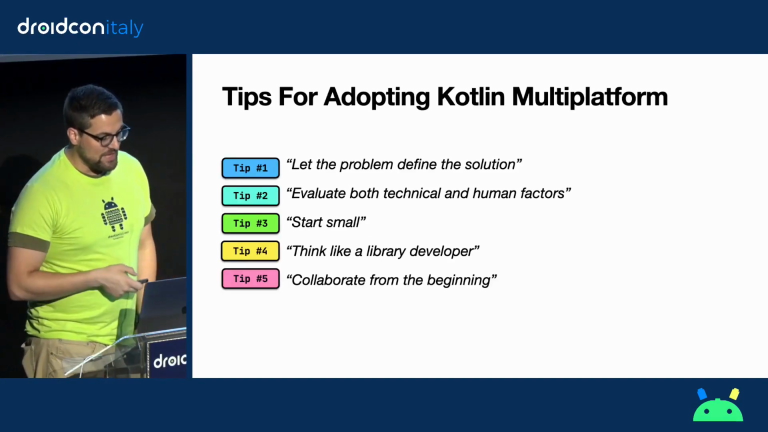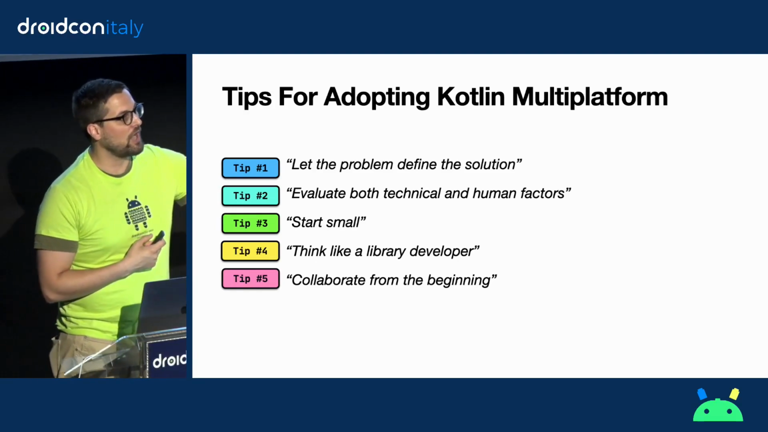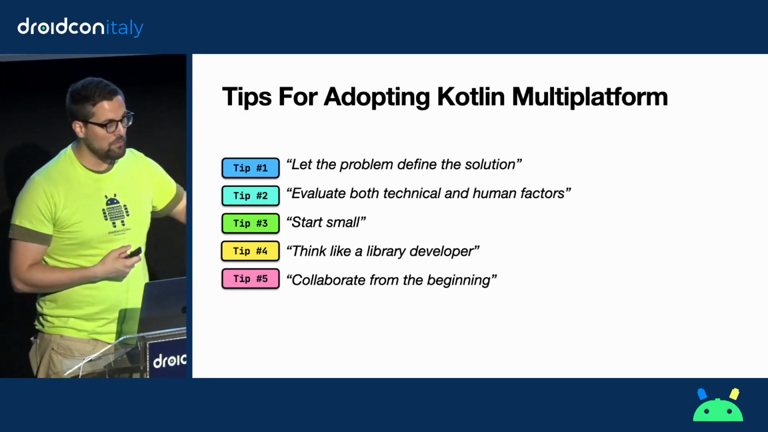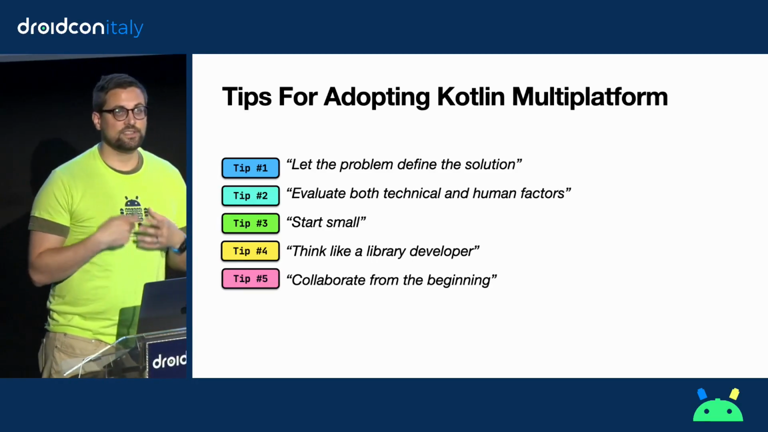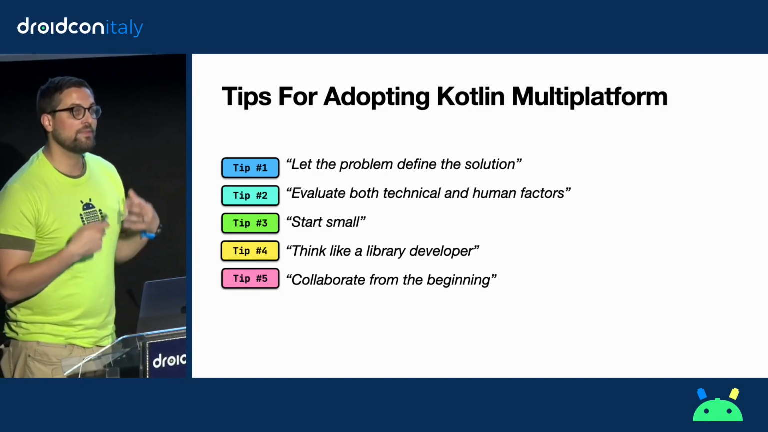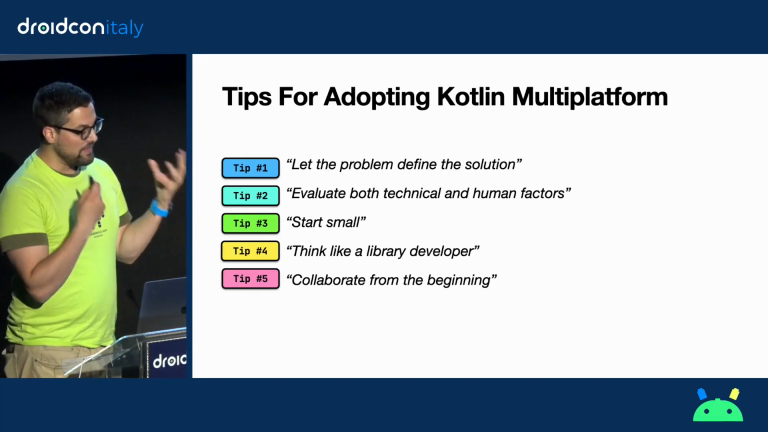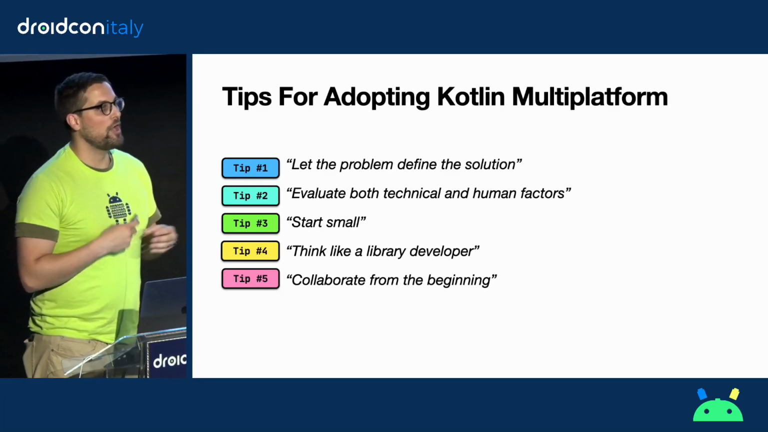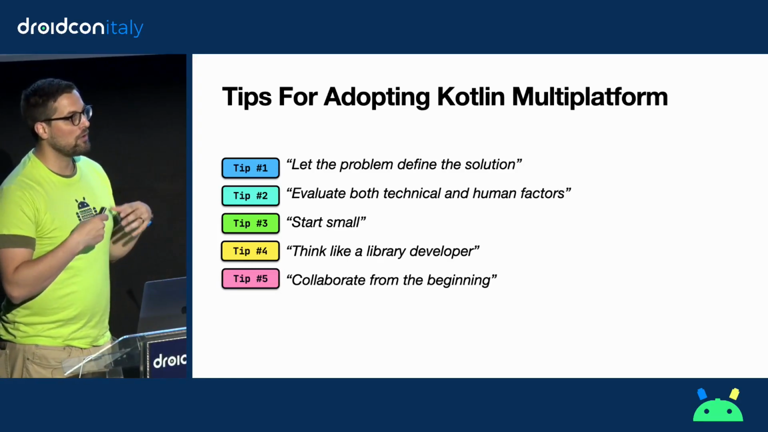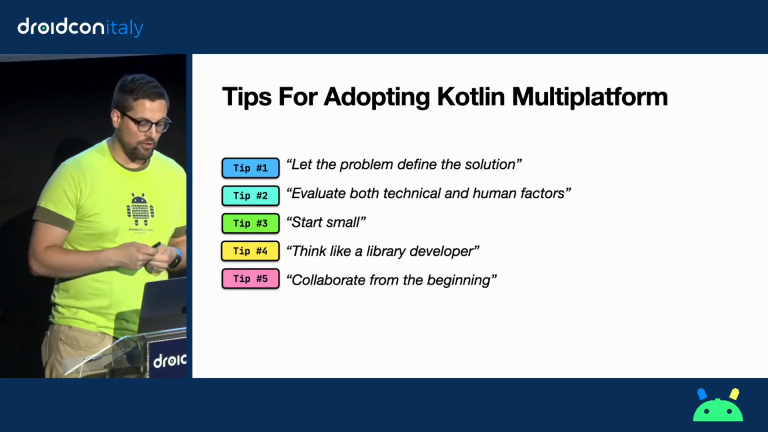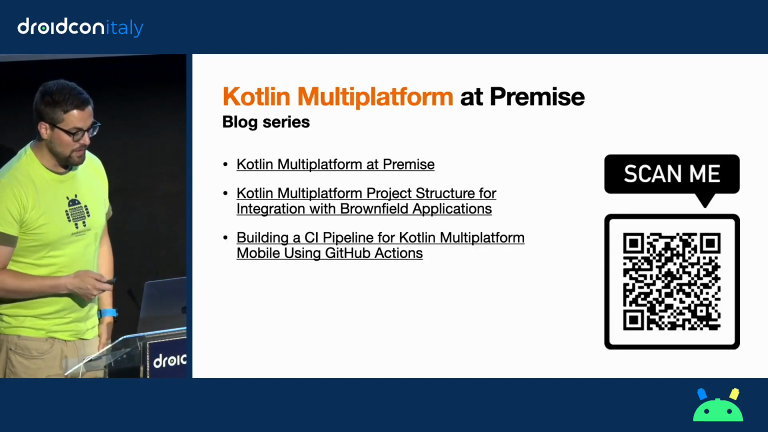Okay, so just to wrap up the takeaways here, I think it's helpful to let the problem define the solution. Don't just set out to use Kotlin Multiplatform. Look for the right use case, and I think that'll make the integration easier. Evaluate your technical factors, but also evaluate the human factors when determining whether or not it's right for your team. That will make it a little bit easier of a sell. Start small with your integration. I think that the think-like-a-library-developer motto is very helpful. It's a very natural integration model. If you wanted to do something more complex, I think that works, but the library model has worked quite well for us and other teams. And finally, collaborate from the beginning, collaborate early and often.